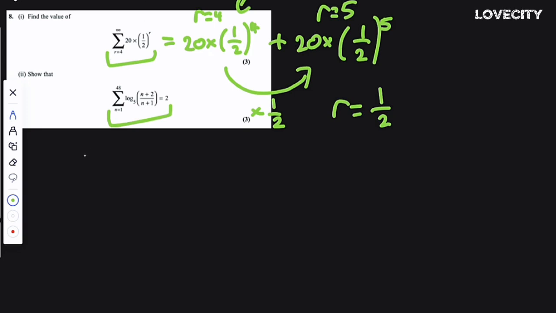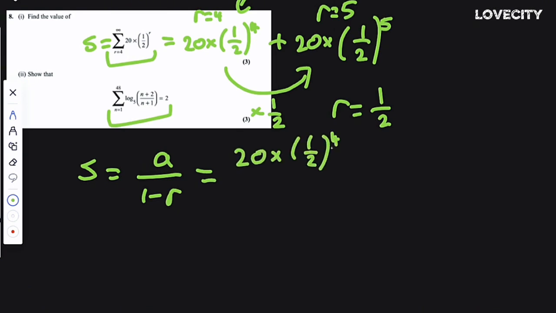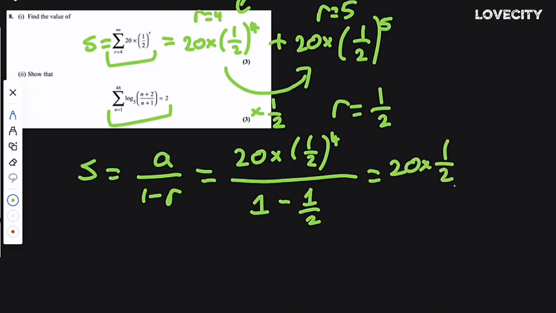So what we know is this sum up here, which I'm just going to call s, we know that s is equal to a over 1 minus r. This is in your formula booklet. So we get the a, which is 20 times a half to the power of 4, divided by 1 minus a half. Well, the bottom is a half, so we're actually going to get 20 times a half cubed. And this comes out to be 4 over 8, which is a half, so we're going to get 5 over 2.